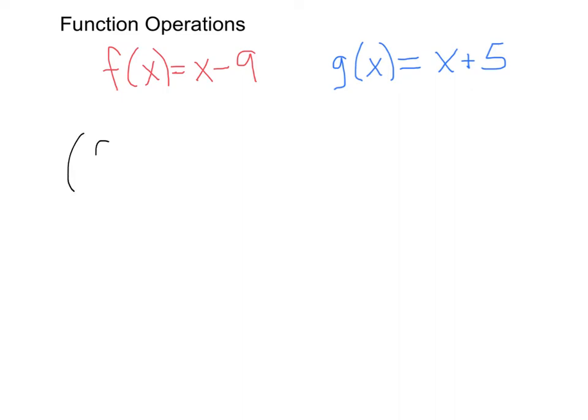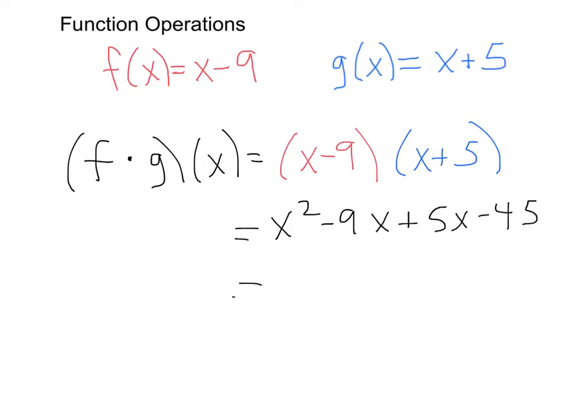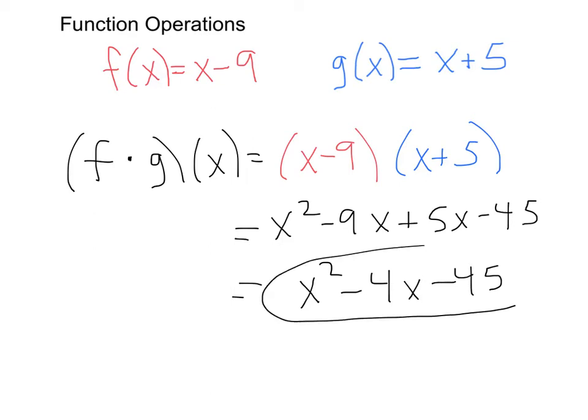Alright, let's go ahead and try f times g of x. Now if I have f times g, I'm just going to take my x function, x minus 9, and I'm going to multiply that to x plus 5. If I distribute all that out, I'm going to get x squared minus 9x plus 5x minus 45. If I continue simplifying, I'm going to get x squared minus 4x minus 45. And that's going to be my answer.